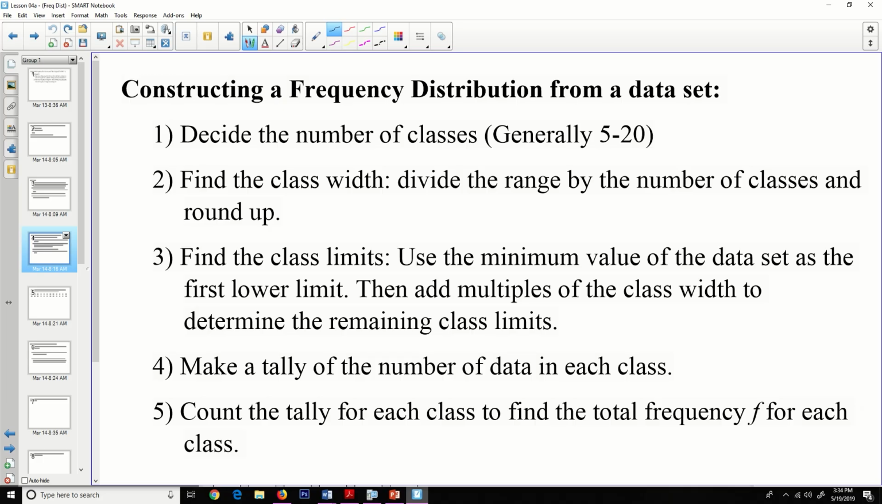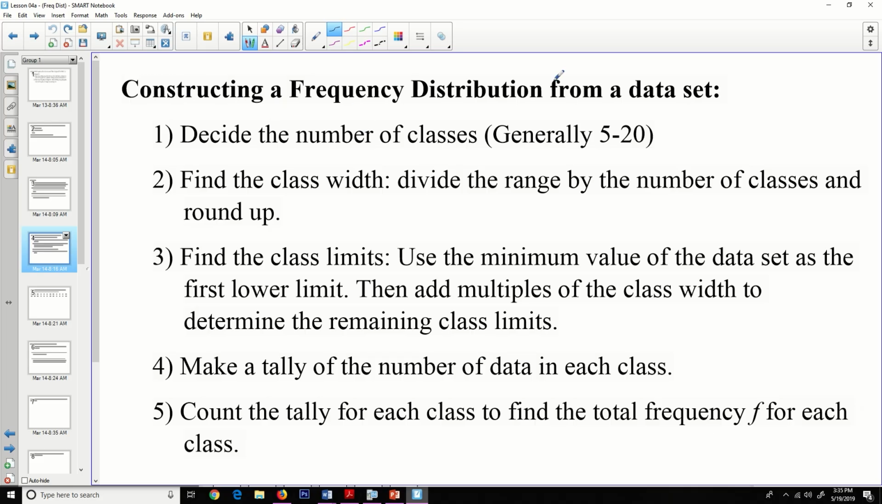Then we're going to find the class limits. We're going to use the minimum value in the data set as the first lower limit, and then add multiples of the class width to determine the remaining class limits. And so these multiples that we're adding, those are going to be the lower limits of the remaining classes. Then we're going to make a tally of the number of data in each of these classes. And then we're going to count the tally for each class to find the total frequency f of each class.